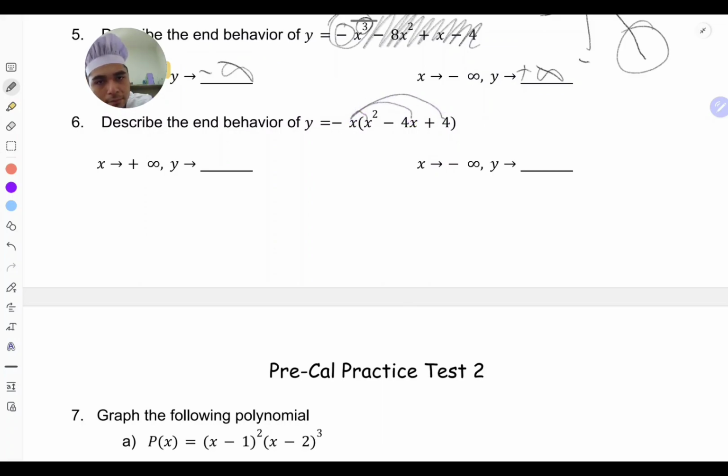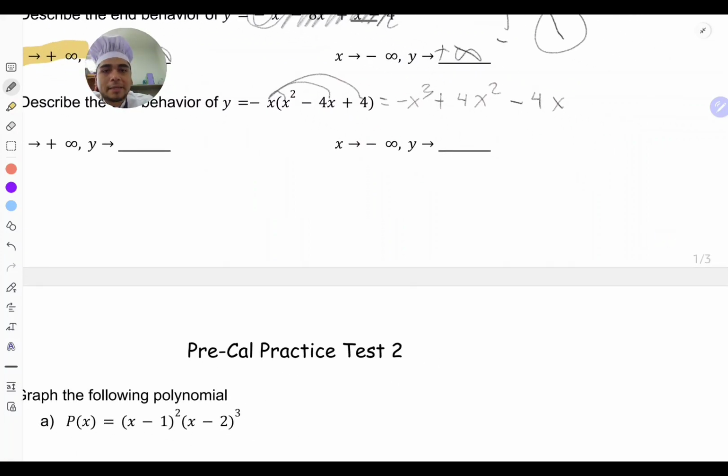This is just equal to negative x squared plus 4x squared minus 4x. This is x cubed, okay? So negative x cubed plus 4x squared minus 4x, all right? This is a form that we can recognize. This is how we know what to do. We know exactly how to deal with this problem, okay?